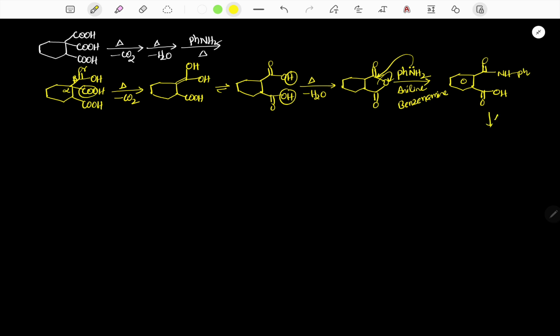Which on further heating, intramolecular nucleophilic substitution takes place like this, and finally we will get the corresponding product because of dehydration. Here proton, here OH minus because of dehydration. This product is known as N-phenyl phthalimide. It is a final product.